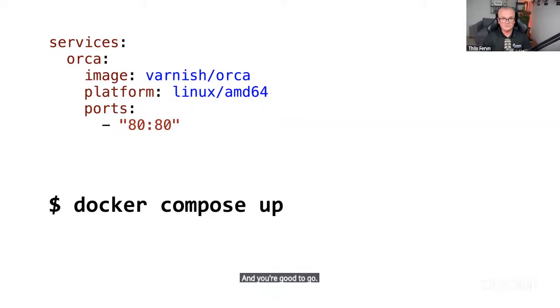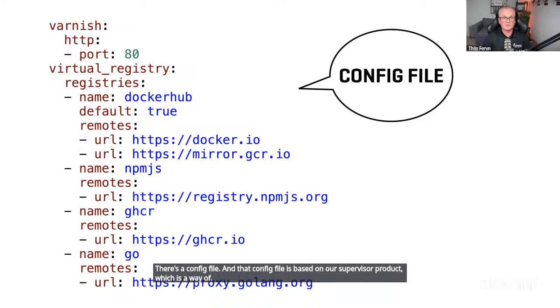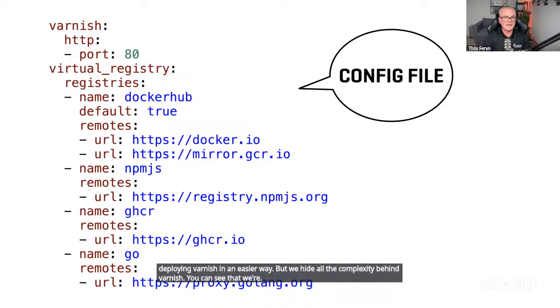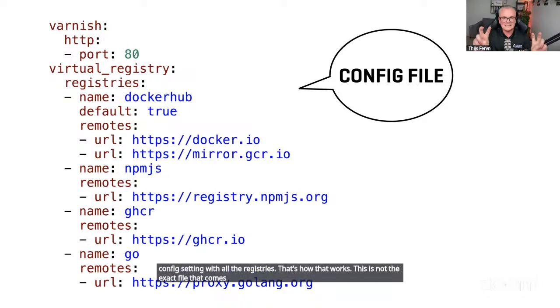Under the hood, within Orca, there's a config file. And that config file is based on our supervisor product, which is a way of deploying Varnish in an easier way. But we hide all the complexity behind Varnish. You can see that we're right now only exposing port 80. And then we have the virtual registry config setting with all the registries. That's how that works.